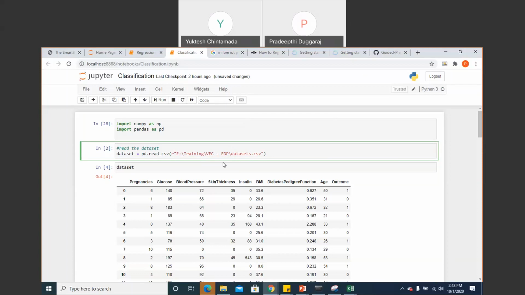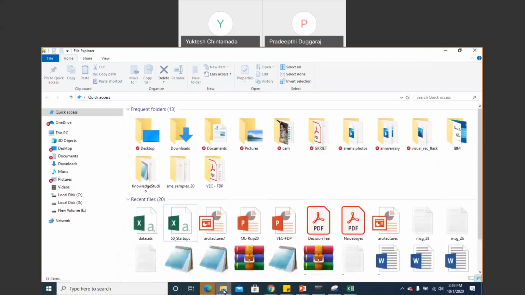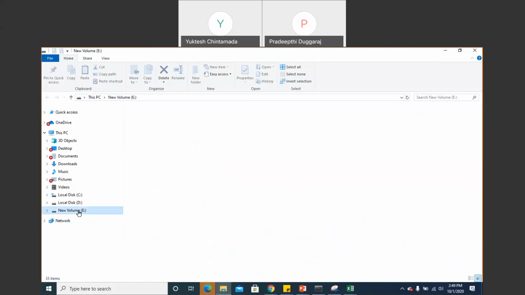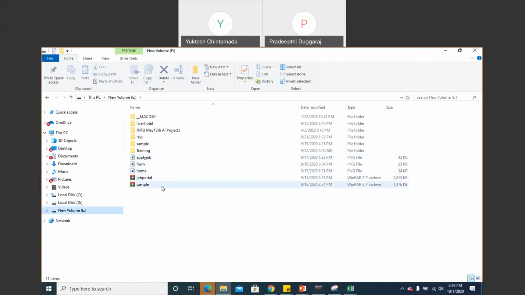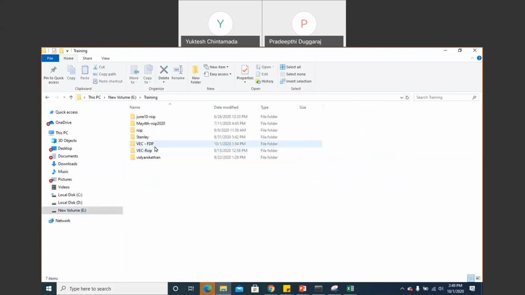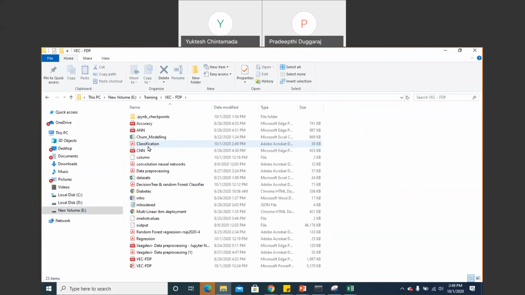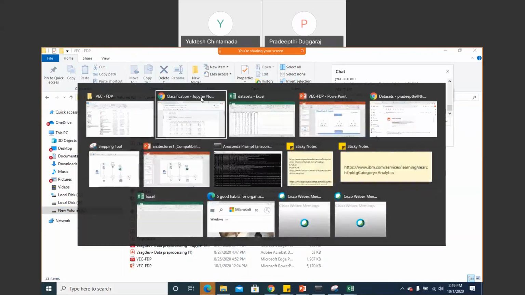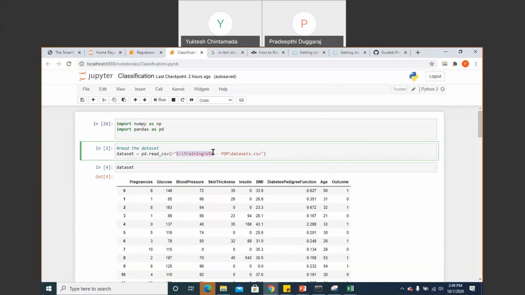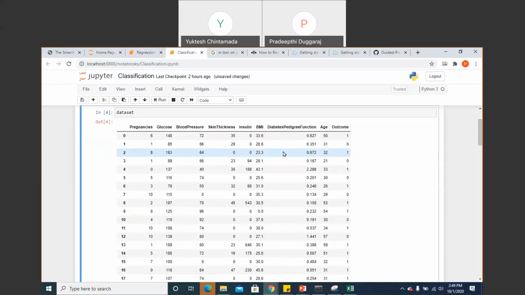How can you change the path? Go to the data set that you've downloaded. This is the data set's name. Let's suppose this is the folder where my data set has been downloaded. Now select this path, copy the path and paste it over here with a slash. All right, guys. So this is the path of your data set. Yes, I have read my data set.